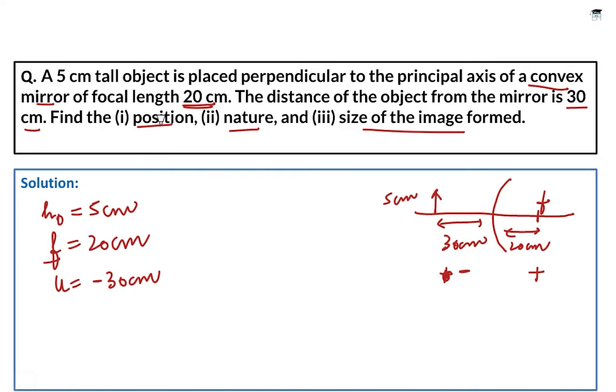Okay. So we need to find the position. That means we need to find the V. Nature means whether it is real or virtual, erect or inverted, and so on. And the size of the image means H dash. These are the things that we need to find.